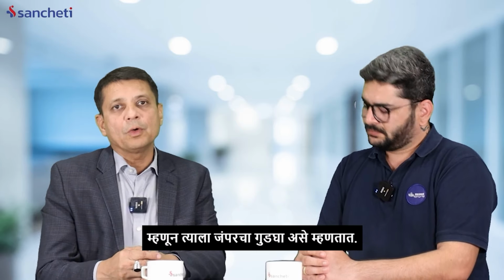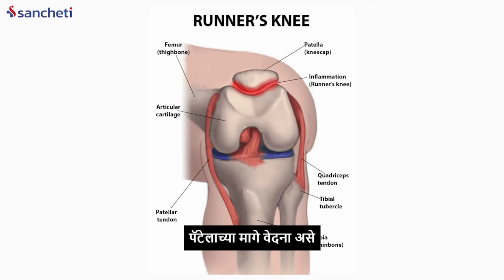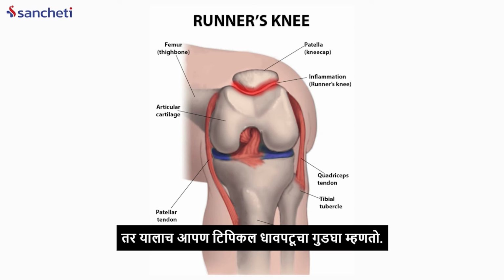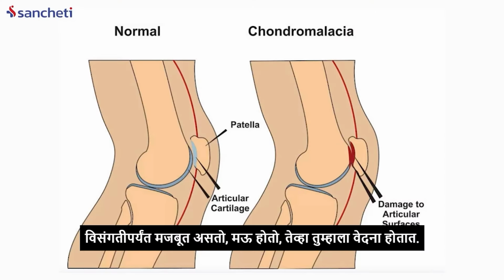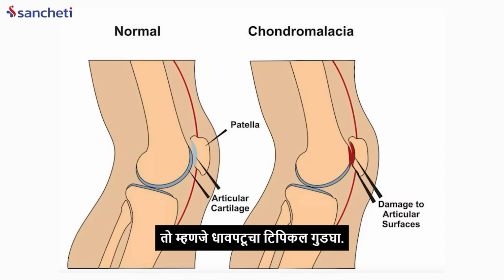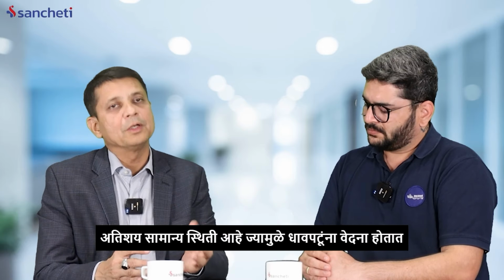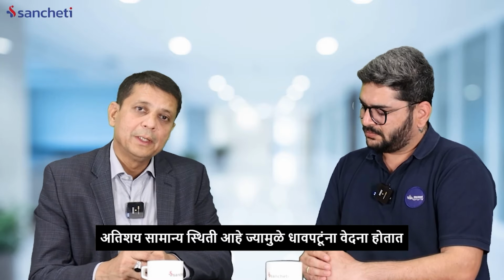Then you can get pain behind the patella, which we call the typical runner's knee. Where the patellar cartilage, which is usually firm to hard in consistency, becomes soft, you get the pain. That is chondromalacia patella, a very common condition which causes pain in runners, and it is also called runner's knee. Then the other kind of pain is because of the meniscus.